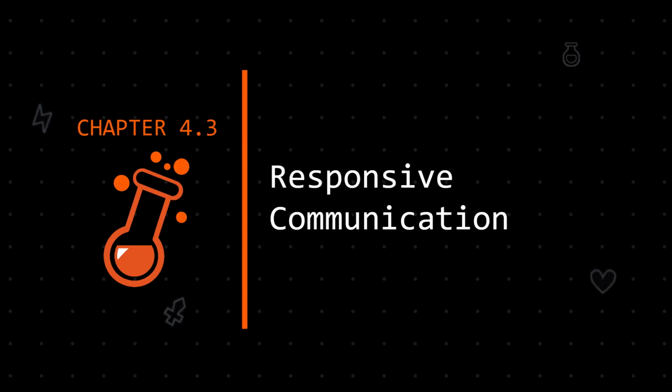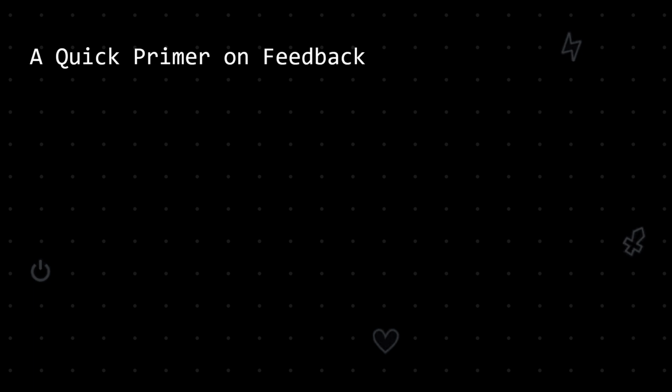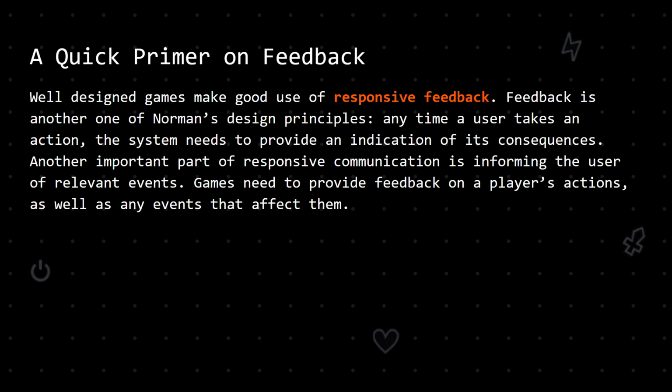Responsive communication. Well-designed games make good use of responsive feedback. Feedback is another one of Norman's design principles. It's a simple idea. Anytime a user takes an action, the system needs to provide an indication of its consequences. Another important part of responsive communication is informing the user of relevant events. Games need to provide feedback on a player's actions, as well as any events that affect them or their character.